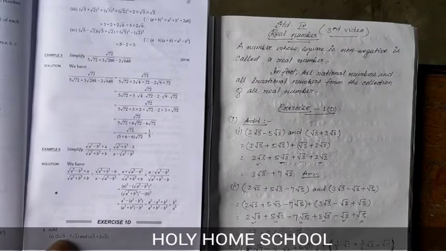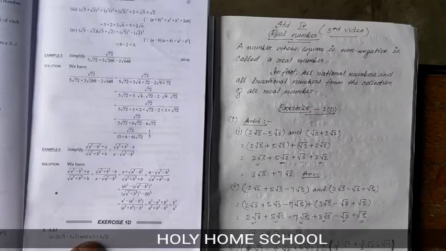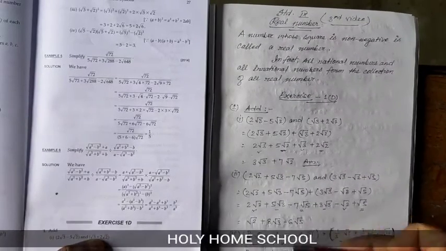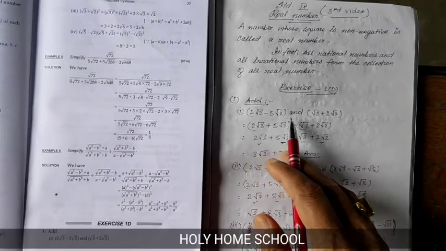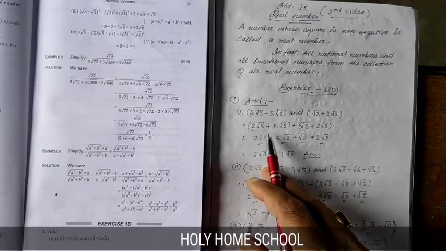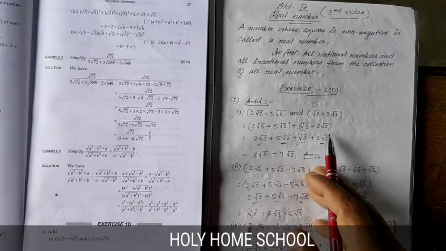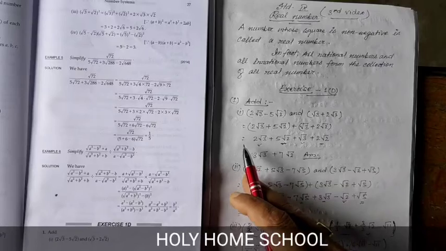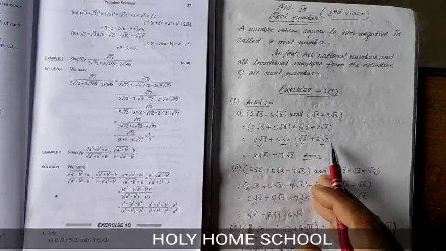Add 2 root 3 minus 5 root 2 and root 3 plus 2 root 2. See the addition: 2 root 3 minus 5 root 2 and root 3 plus 2 root 2 equals 2 root 3 minus 5 root 2 plus root 3 plus 2 root 2. Taking together the like terms.